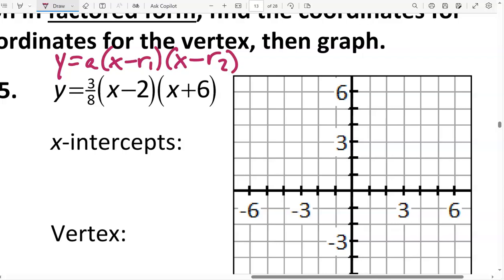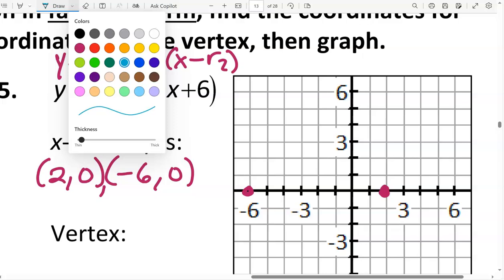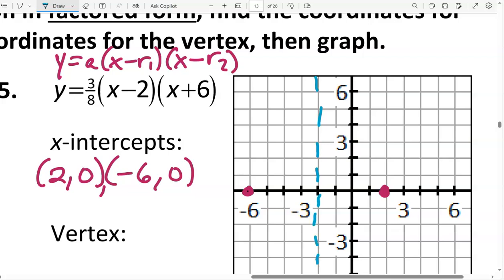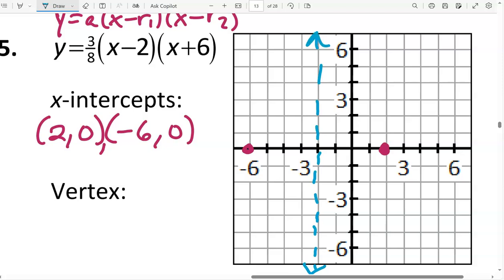In 5, we have a factored form. That's going to give us the x-intercepts, which are 2, 0 and -6, 0. So those are our r1 and r2 values. And so let's go ahead and plot those. 2, 0, -6, 0. The vertex must be located halfway between those 2 points, at least horizontally. Since the points are 8 units apart, we can find the point that's 4 units to either side of those 2 points, and that will locate our axis of symmetry, which is the vertical line x equals -2.